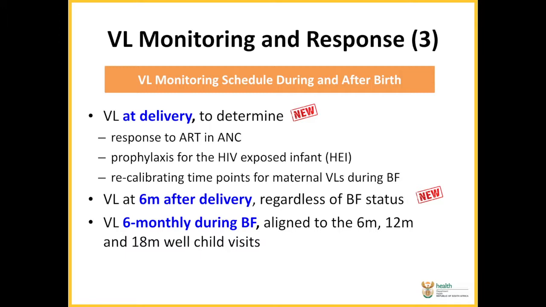And the importance of the viral load at delivery is to determine the response to ART during the antenatal period. And also the important part, which is also changed in the guidelines, is that it determines what kind of prophylaxis the baby is going to receive. Okay. And also it determines how often you're going to do a repeat viral load during breastfeeding. Because remember, we're saying that your labor and delivery is the highest risk period in terms of transmission. And then the next highest risk period is breastfeeding. So those are the 2 critical areas that we need to be monitoring our viral load.